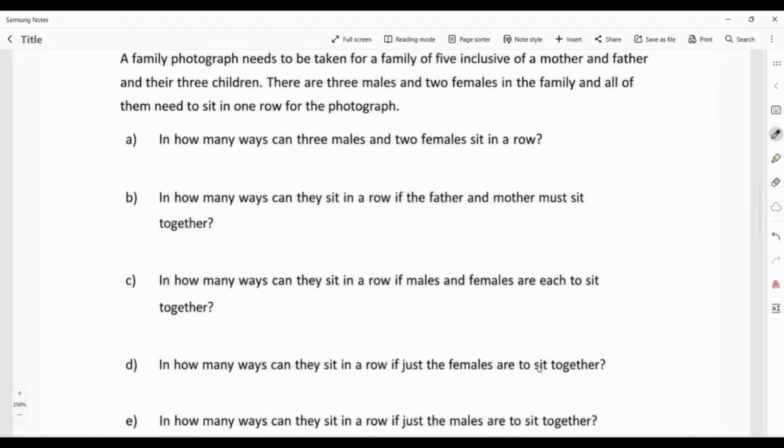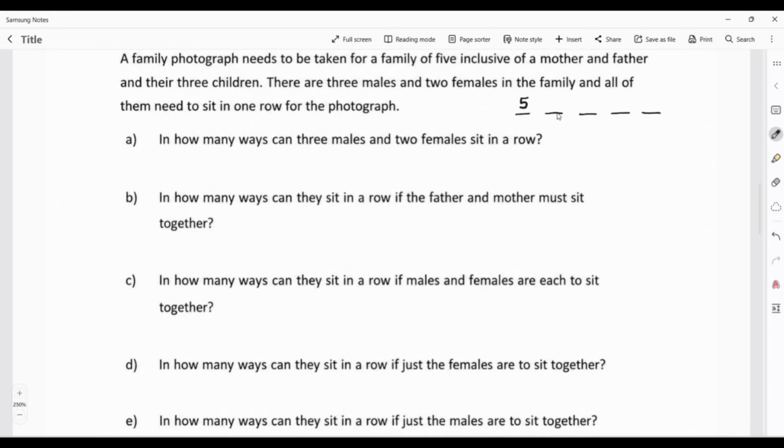And then the first question is, in how many different ways can the 3 males and 2 females sit in a row? They have to sit in a row. So let's make our row. We're going to make 5 spaces over there. So you're going to ask yourself, the first space will be occupied by 1 person out of how many people? Out of 5 people. So they can either be the mother sitting there, they can either be the father sitting there, so any of those 5 people can sit over there. I hope that is very clear to you now.